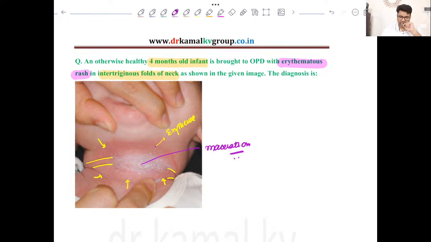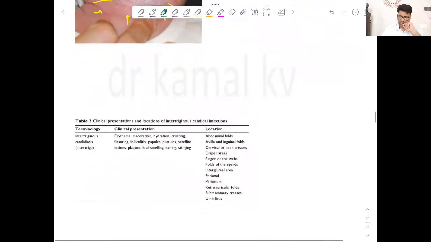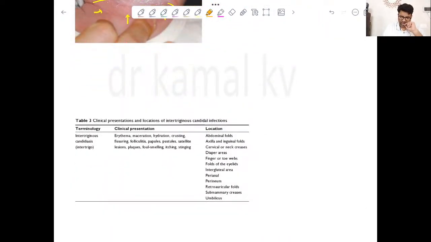Very good, Sangamitra. So this is candidial intertrigo, right? So this promotes the growth of fungus. So this is a fungal infection, candidial intertrigo, right? So what you need to remember about candidial intertrigo, there is erythema, we have already discussed, there is redness, and there is maceration, just because there is some sweat and all, which leads to that maceration, right?